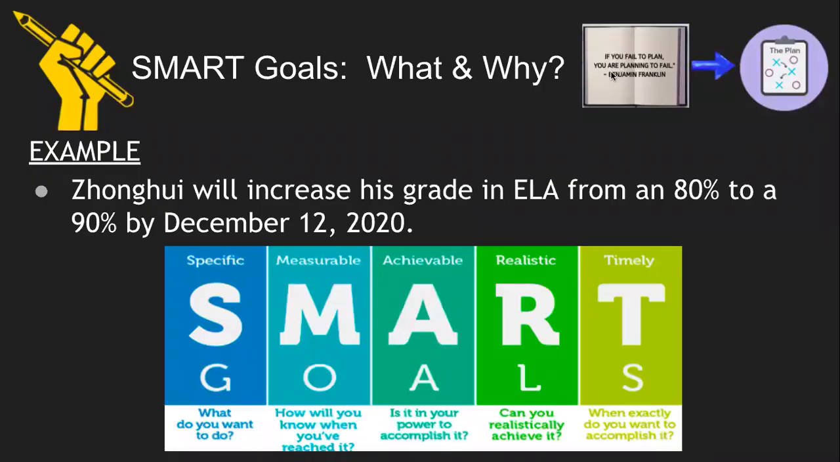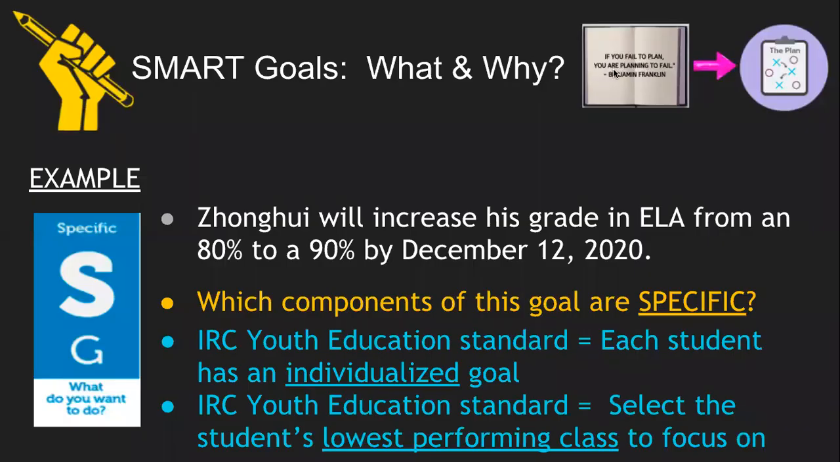Now, let's take a look at an example SMART goal for an IRC student this semester. Zhongwei will increase his grade in ELA from an 80% to a 90% by December 12th, 2020. This is considered the modeled format and the standard for IRC youth education SMART goal this semester. So why is this goal SMART?